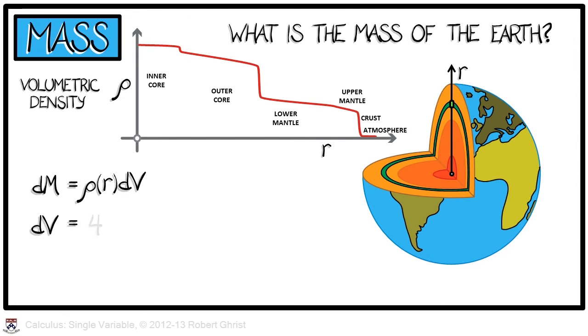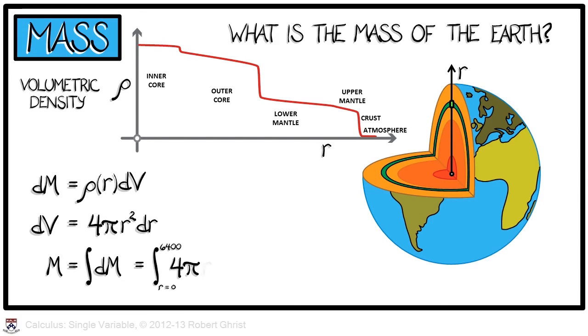And so the question is, what is the volume element? Well, that is the surface area of the sphere of radius r, 4 pi r squared, times the infinitesimal thickness, dr. This gives us the mass as the integral of the mass element. That is the integral of 4 pi r squared times rho of r, dr. This would be measured, of course, as r goes from 0 to 6,400 if we were doing this in terms of kilometers.